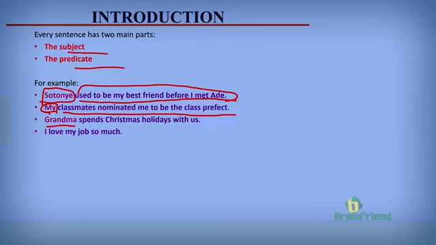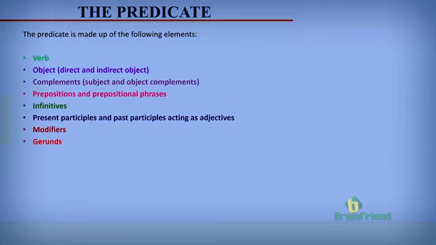Grandma spends Christmas holidays with us. Grandma is the subject of this sentence, and spends Christmas holidays with us is the predicate. And lastly, I love my job so much. I is the subject of this sentence, and love my job so much is the predicate. So from these sentences here, we find that they are divided into two parts, the subject and the predicate. Now, apart from the subject of a sentence, the predicate consists of other components.